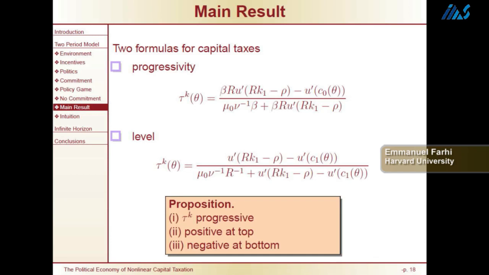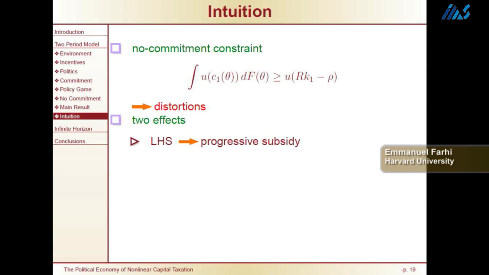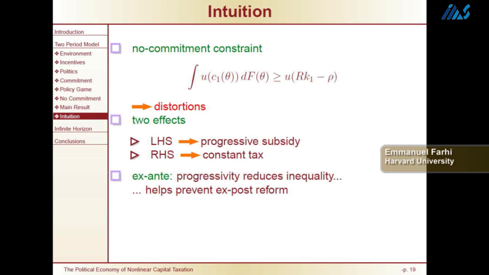So the distortions are really coming from this credibility constraint. And just mathematically, so you understand, the left-hand side is the thing that's going to give you a progressive subsidy. And the right-hand side is the thing that's going to give you a constant tax. If you combine the two, you get a progressive tax that's positive at the top and negative at the bottom. So how does it work?